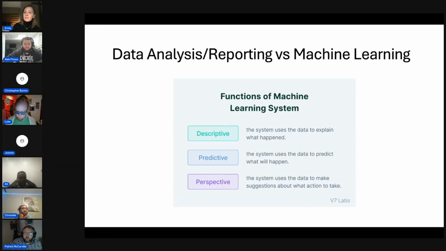In 30 days, 30 days hasn't occurred yet, but what will happen? Will they leave in 30 days or will they not leave in 30 days? That's a predictive system. Prescriptive is recommending an action to take or a treatment to employ.